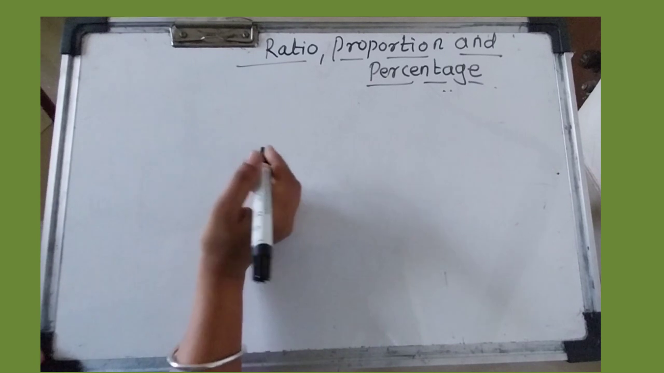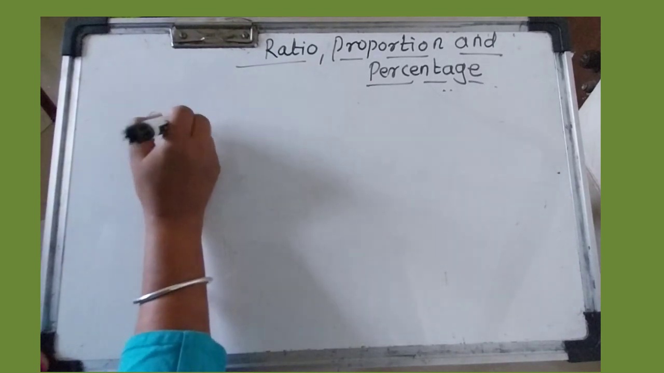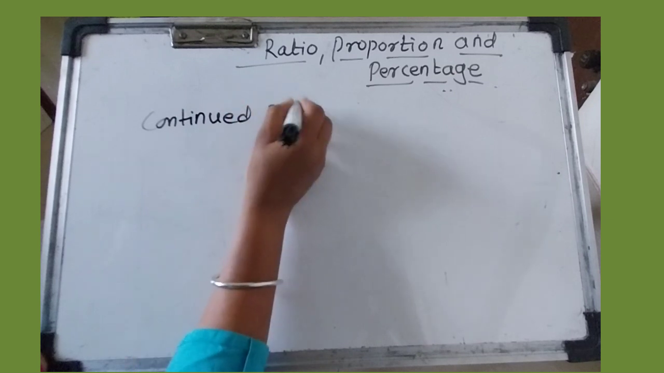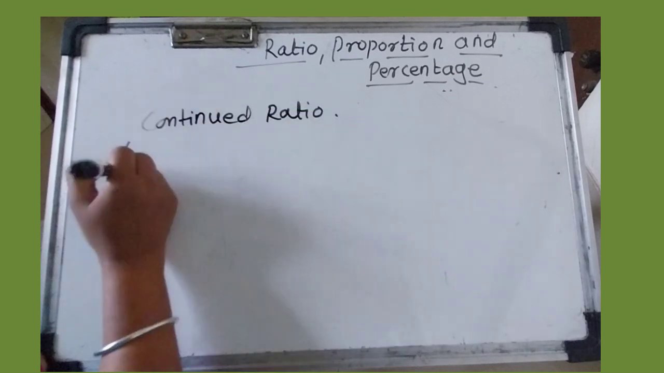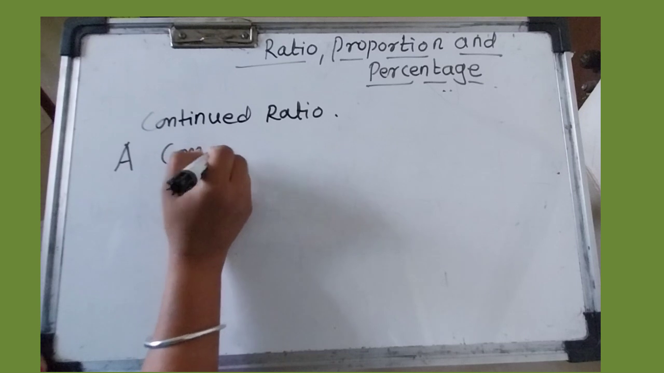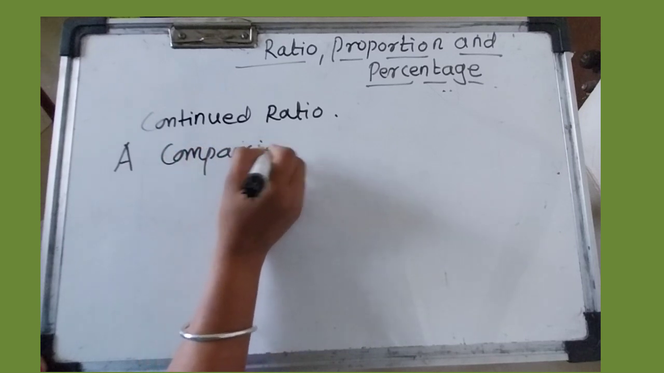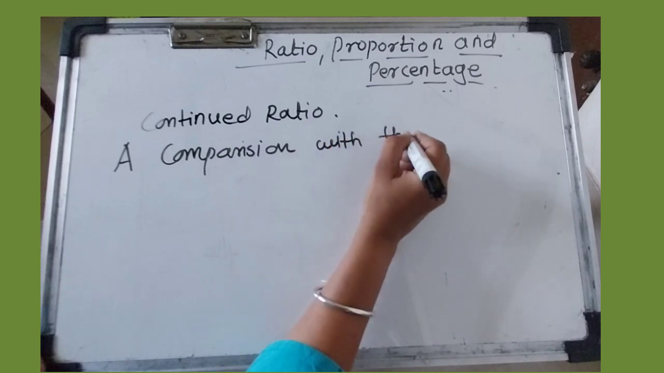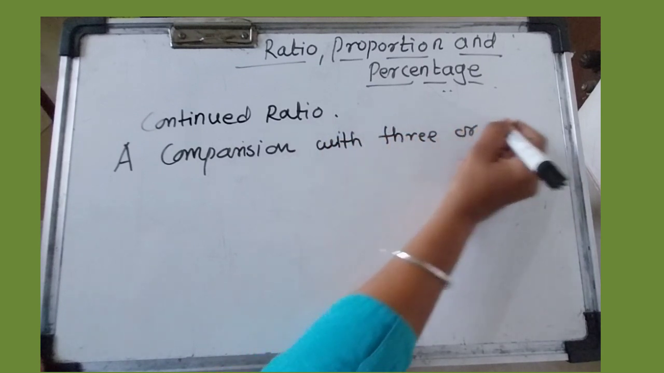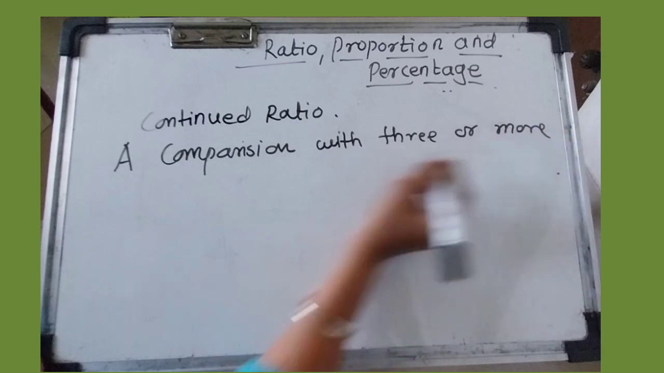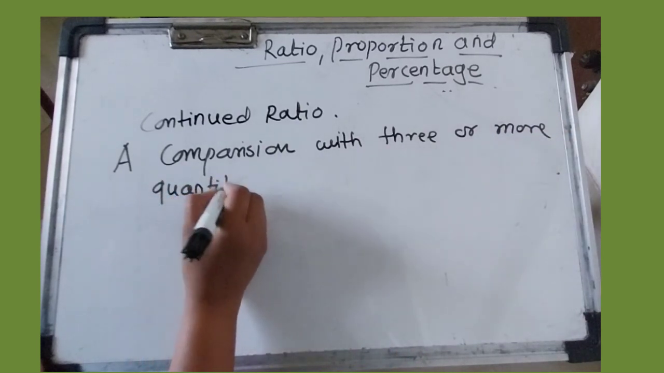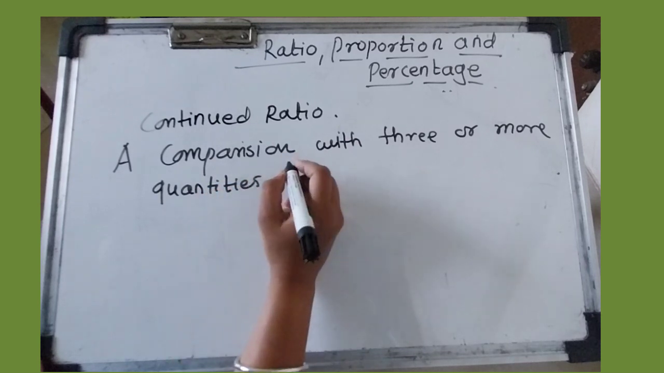There is one definition in the ratio, continued ratio. Continued ratio: a comparison of three or more quantities in a definite order.